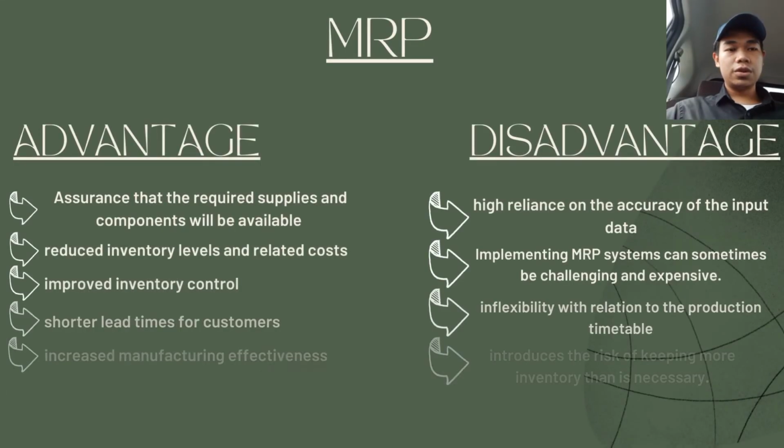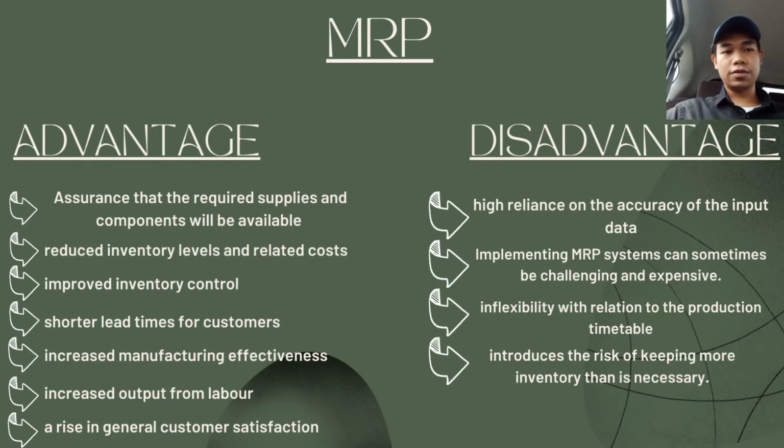So now we move on to the advantage and disadvantage of MRP. So advantages of MRP are assurance that required supplier and components will be available, reduced inventory level and related costs, improved inventory control, shorter lead times for customers, increased manufacturing effectiveness, increased output from labor, and lastly, a rise in general customer satisfaction. The disadvantages of MRP are high reliance on accuracy of the input data. Implementing an MRP system can sometimes be challenging and expensive. Inflexibility with relation to the production timetable, and lastly, it introduces the risk of keeping more inventory than is necessary.